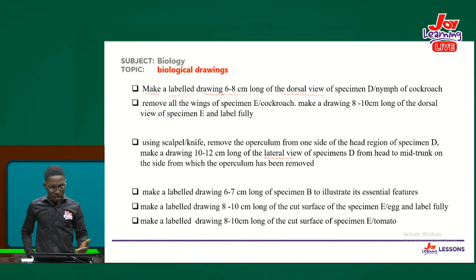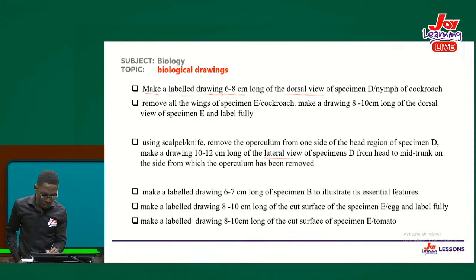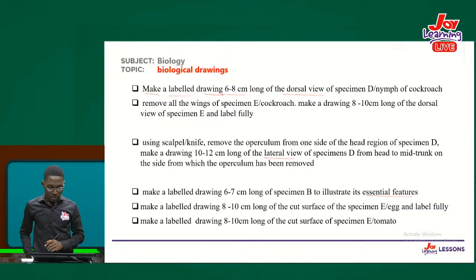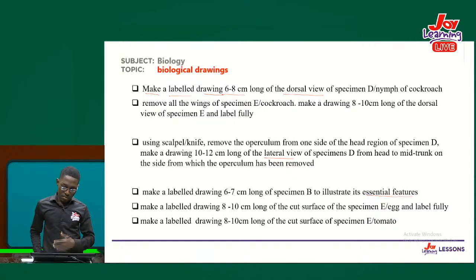So another one is make a labeled drawing 6 to 7 centimeters long of specimen B to illustrate it. Now this one, they said when you draw, only illustrate its essential features. The same was on the egg. Then another one was on the cut surface of tomatoes.